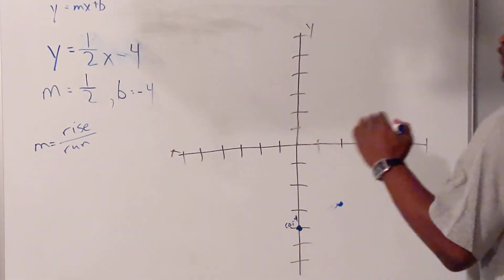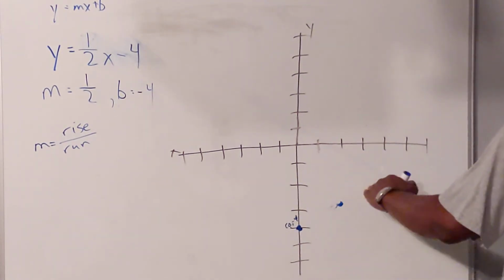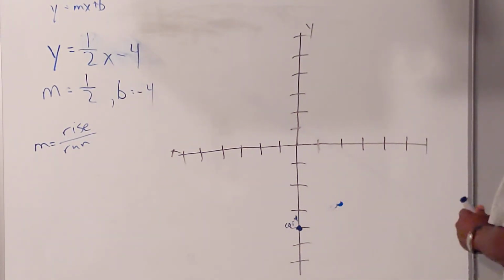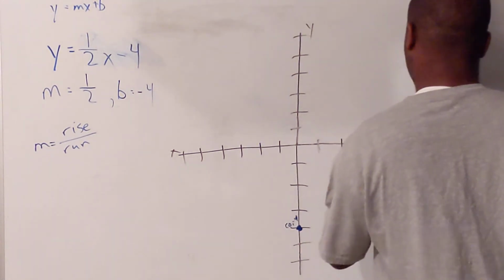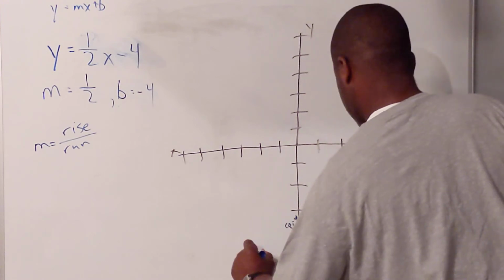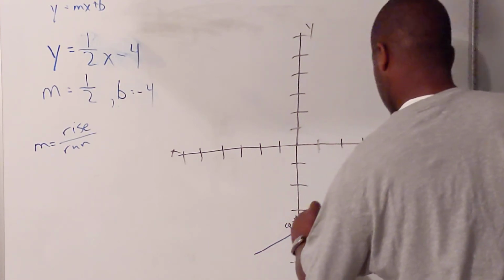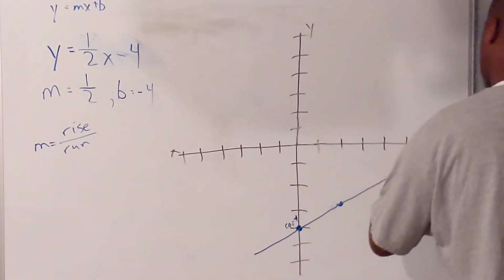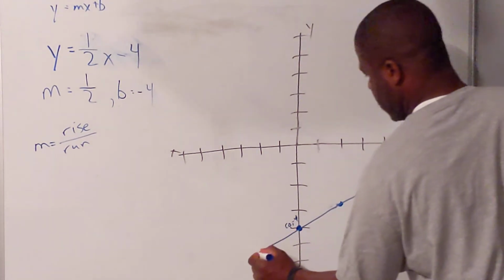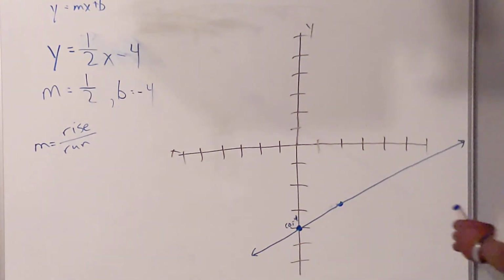And now look, if you draw this graph correctly and draw it straight, it will intersect at the right place. All right. So that's how we graph that line, y is equal to 1/2 x minus 4.